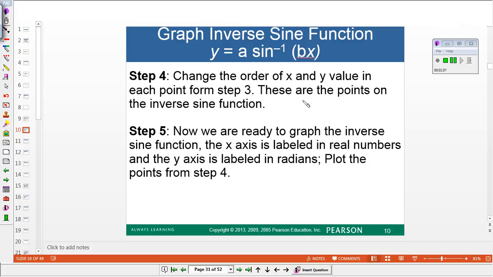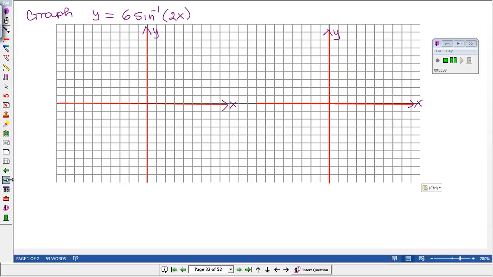Okay, so now we are ready with the example. So let's start with the first example. So here we want to graph the function y equals -6 inverse sine of 2x.